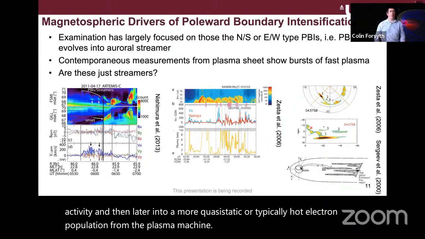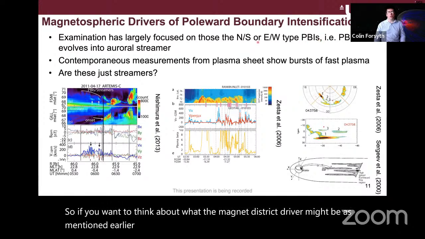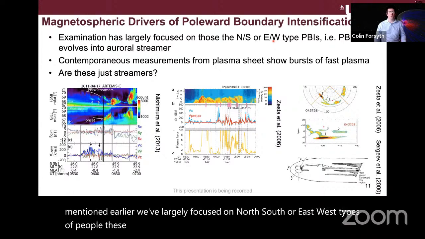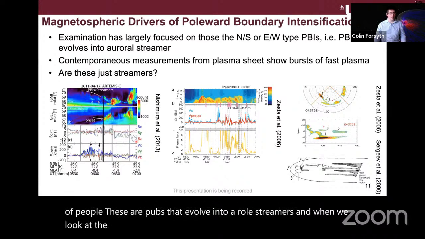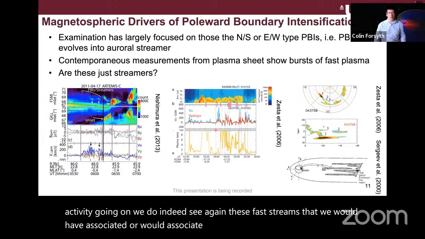So if you want to think about what the magnetospheric driver might be, as mentioned earlier, we've largely focused on north-south or east-west types of PBIs, i.e. these are PBIs that evolve into auroral streamers. And when we look at the measurements from these conjunctions where we have PBI activity going on, we do indeed see, again, these fast streams that we would associate with bursty bulk flows.